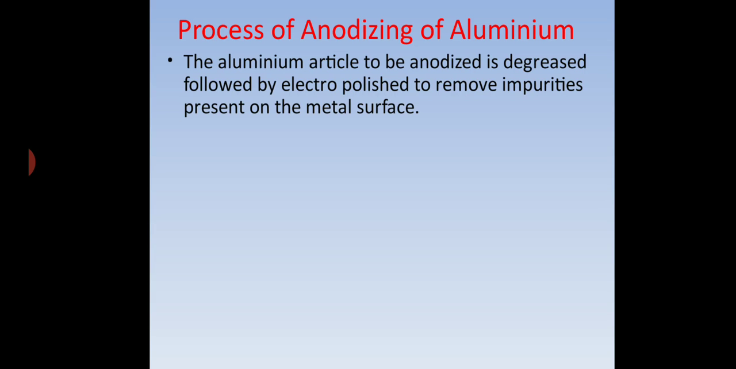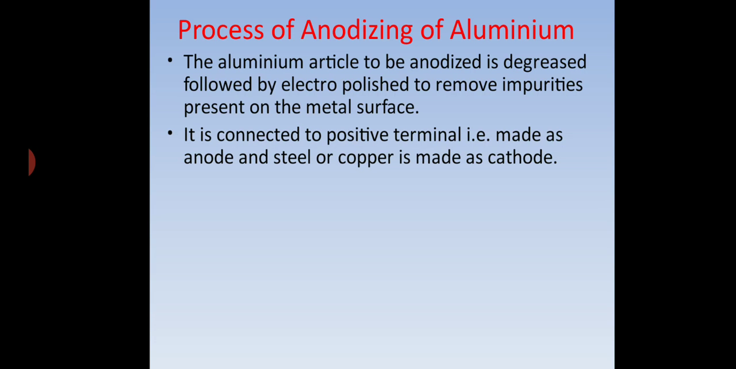So degreasing is done. In degreasing, the article is first dipped in acids or organic solvents to remove the scale on it. Then it is electropolished. Once again it is introduced into an electrolysis process where the rough surface is made smooth. When any article is connected in an electrolysis process to remove rough surfaces, it is called electropolishing. So these are the preliminary steps: degreasing, electropolishing and so on.